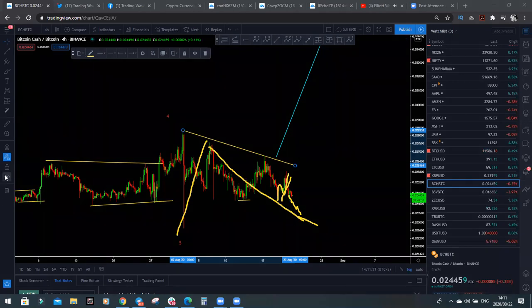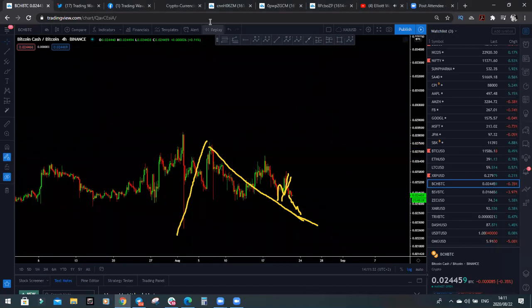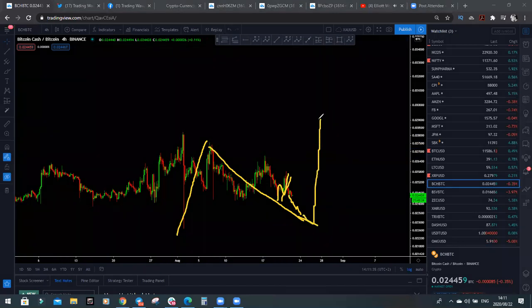Let me switch off here so you can see only the structure. Then from here, we expect a bounce here. And the structure that you will have is 1. And this will be the 3 waves.